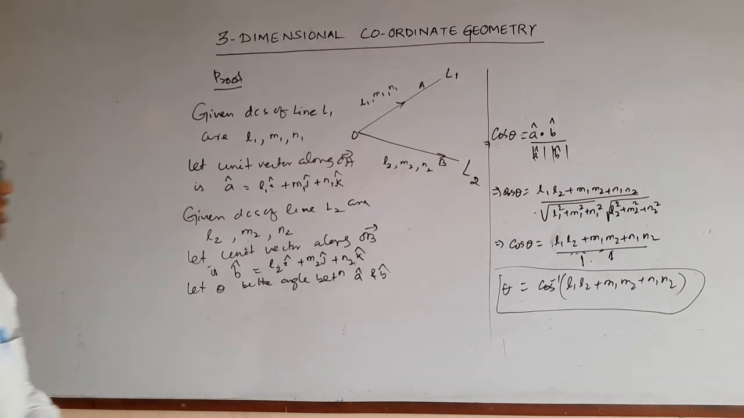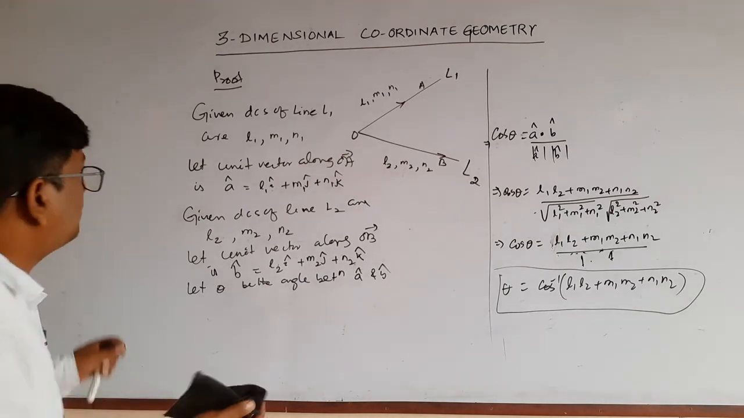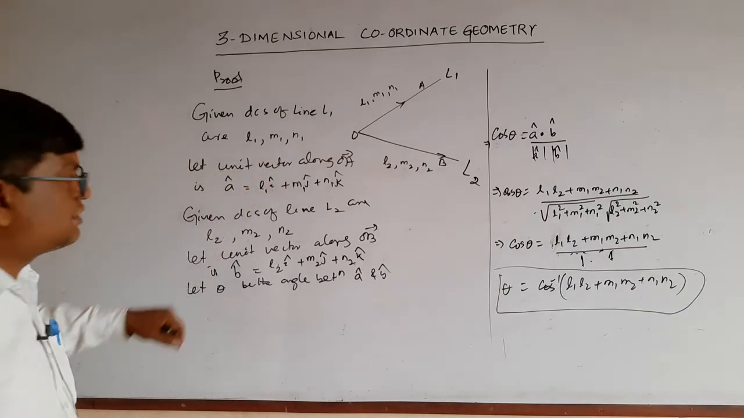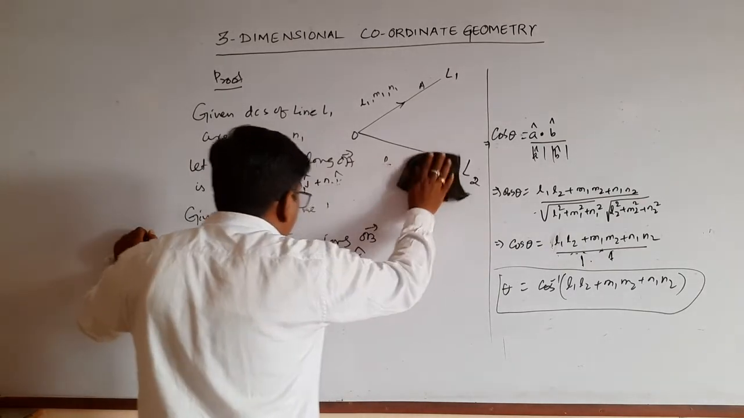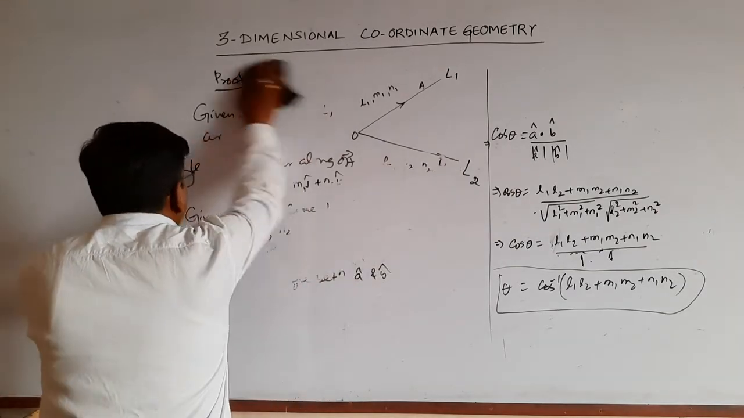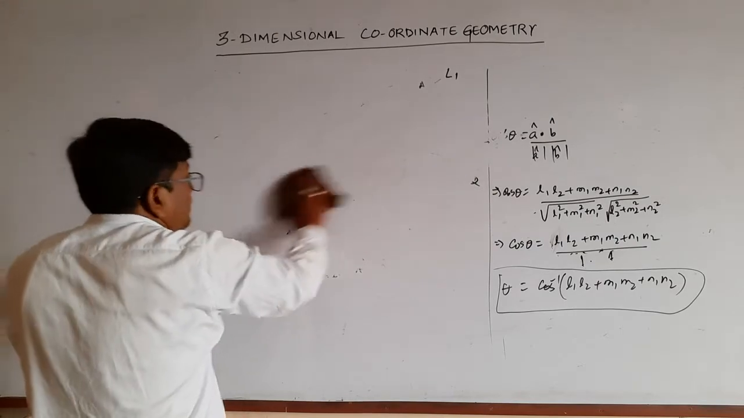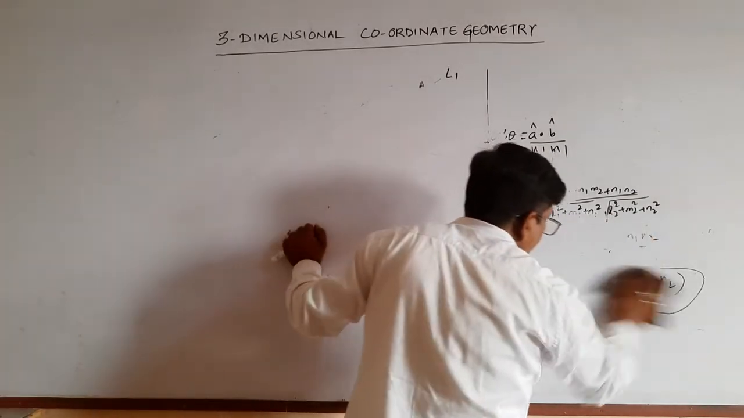Now, the condition for parallel and the condition for perpendicular. This is the angle between two lines using DCs. In case of DRs, what is the angle between two lines?